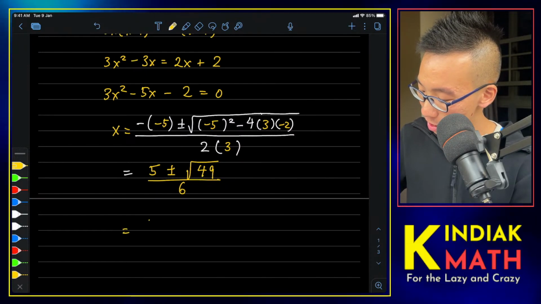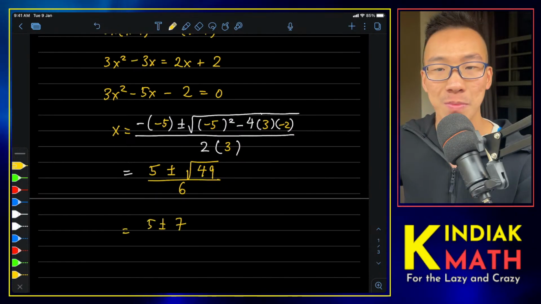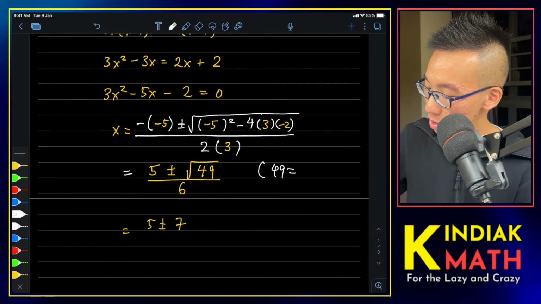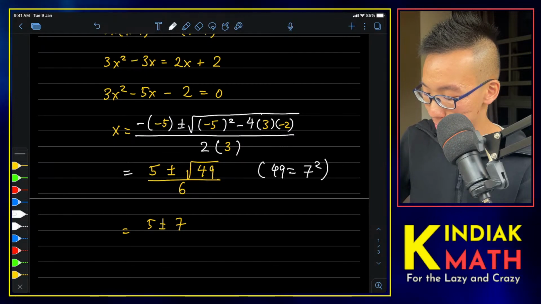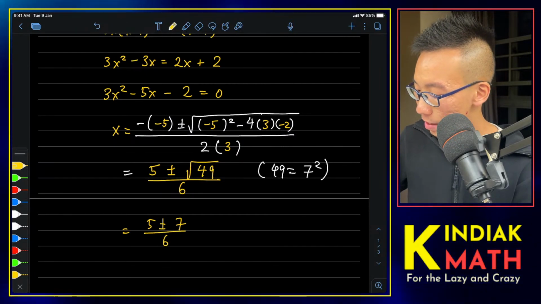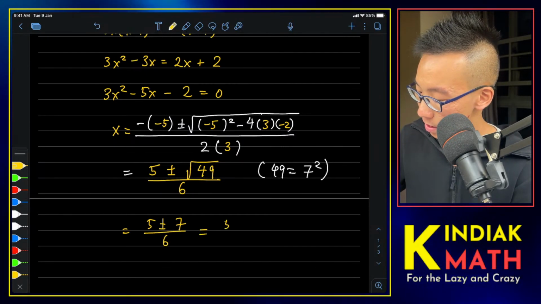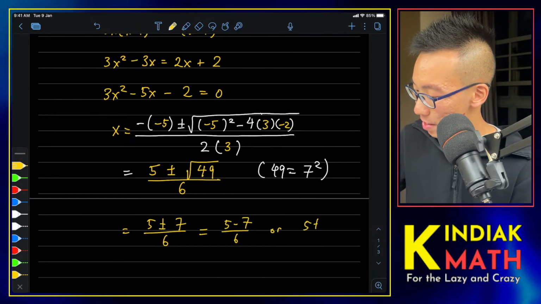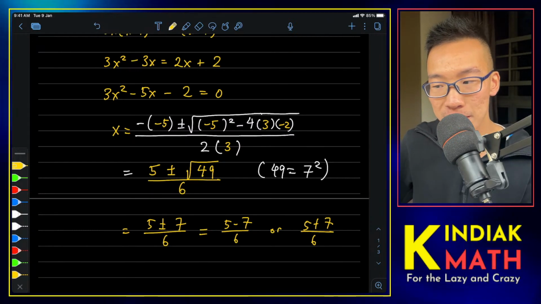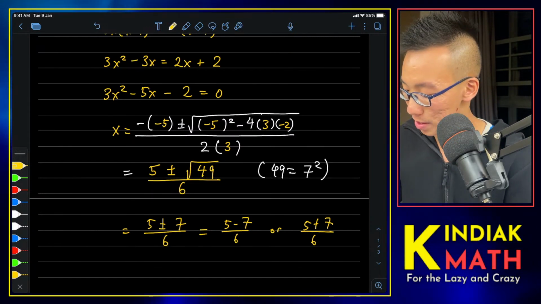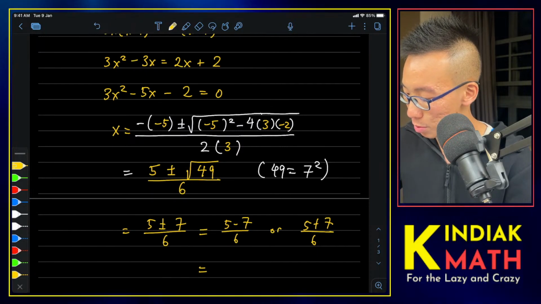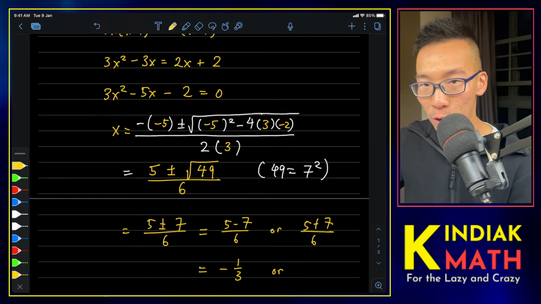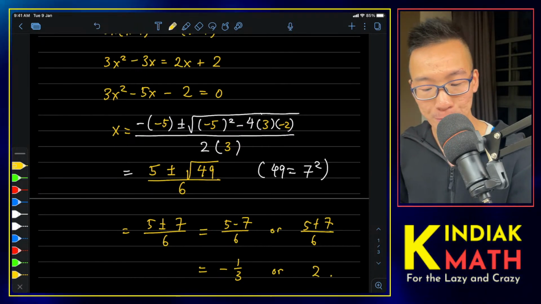It is the square of 7, right? Here, of course, 49 equals 7 squared. This gives us two solutions. 5 minus 7 over 6, or 5 plus 7 over 6. And that would simplify to negative 2 over 6, so that's negative 1 over 3, or 12 over 6, that's 2.